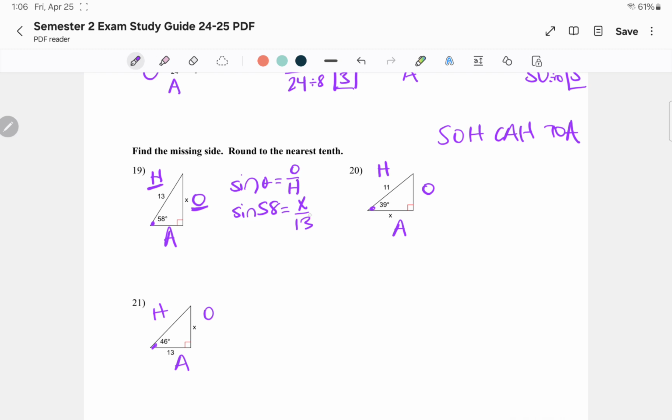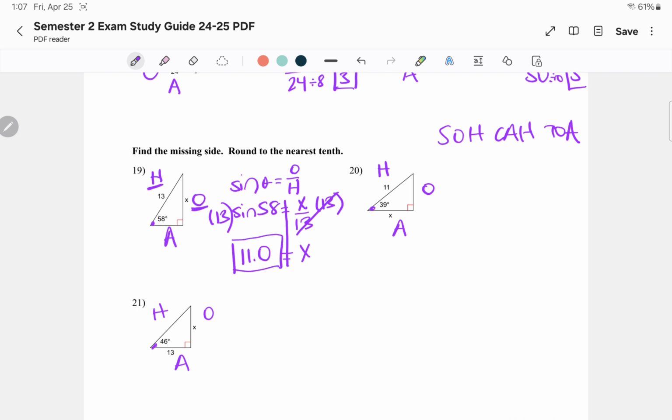I've also made sure on the test that the x will be on the top. So all you have to do now to solve is multiply by the number on the bottom. I'm going to multiply by 13, so that cancels out and I'm left with x. All you have to do is put this into the calculator: 13 times sine 58. We have to round this to the nearest tenth, so this would be 11.0.